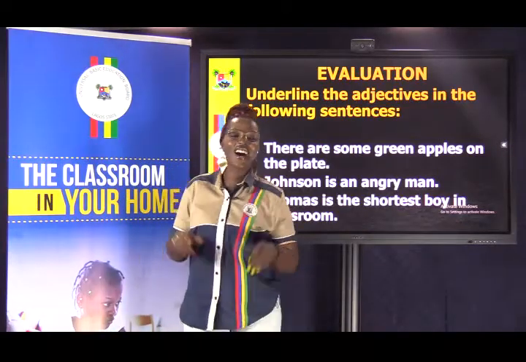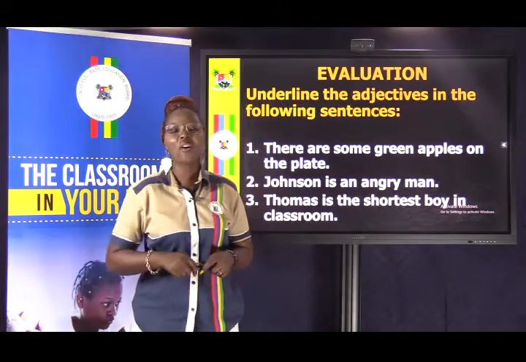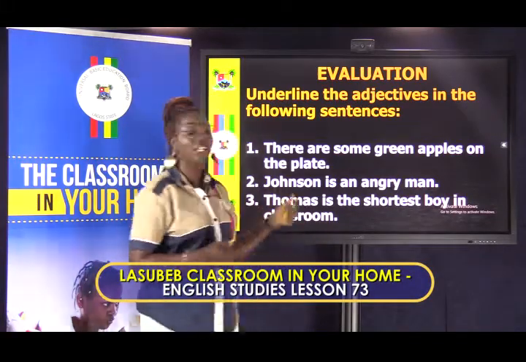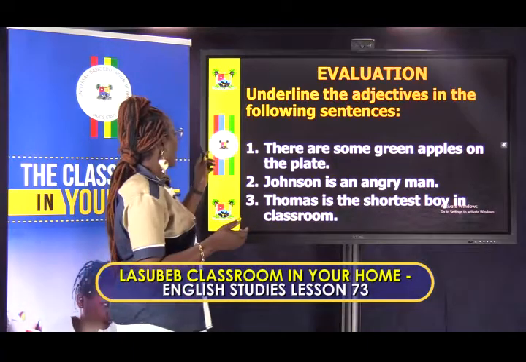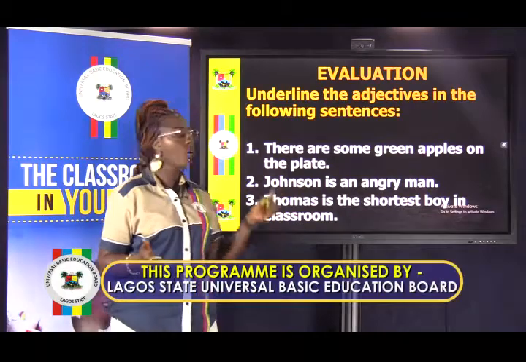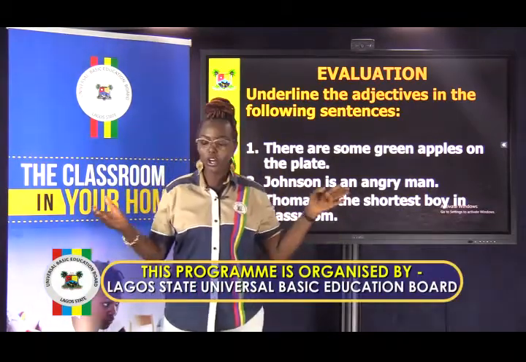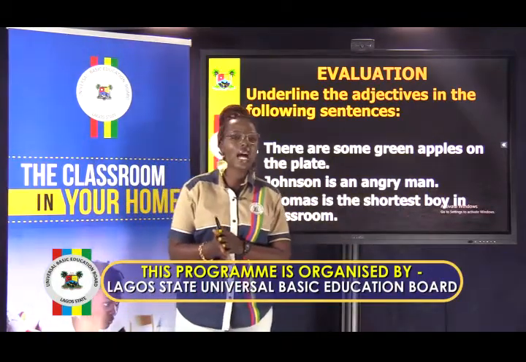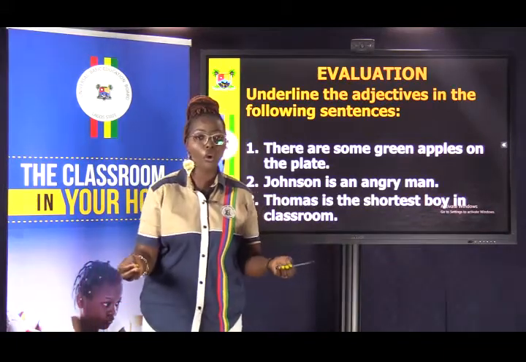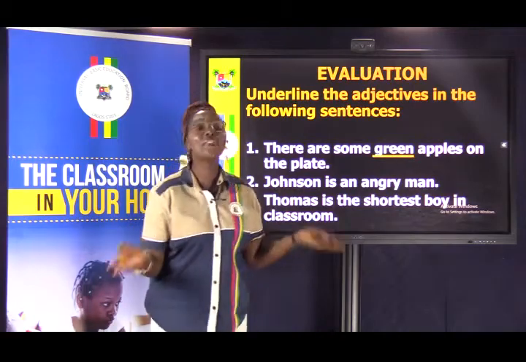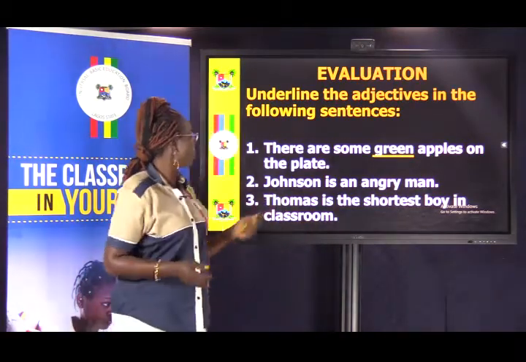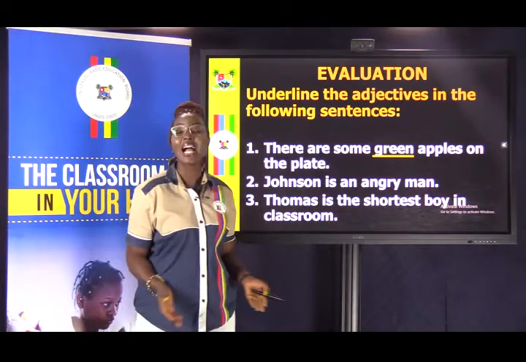Okay, all right. Were you able to underline the adjectives? Oh, beautiful. Now let's go straight to the answers. One, there are some green apples on the plate. Now, we can have there are some apples on the plate, but what gives the true identification of the apple? Green apples.